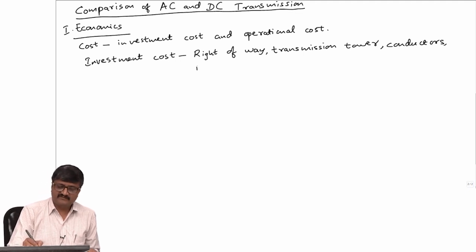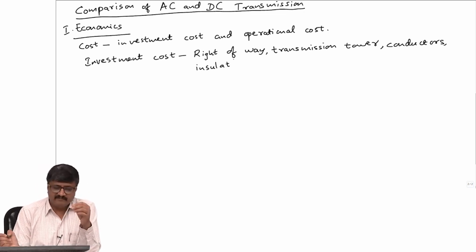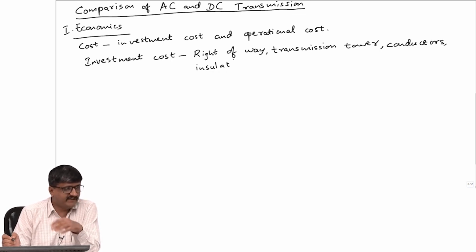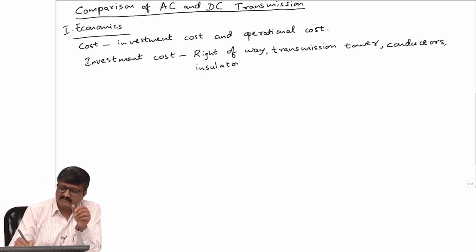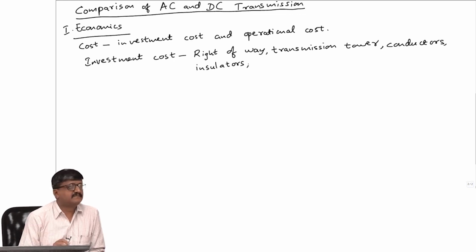then of course insulators, because the conductor is not just connected to the tower. It's of course hanging from the tower, but there is an insulator between the conductor and the tower. Insulators.